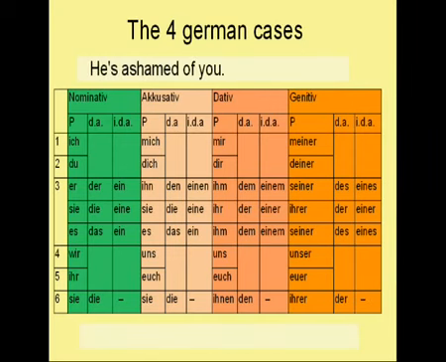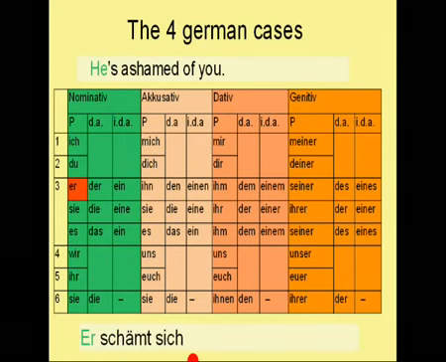So let me demonstrate how to use the pronouns and the articles of the genitive case. Let's take for instance the sentence, he's ashamed of you. Which word is the subject of the sentence? It is he. Therefore the German word for he is er, which is the personal pronoun for male nouns. And the sentence starts with schämt sich. Sich is, by the way, a reflexive pronoun because to be ashamed of is in German a reflexive verb.